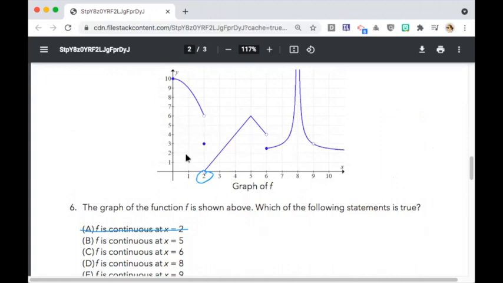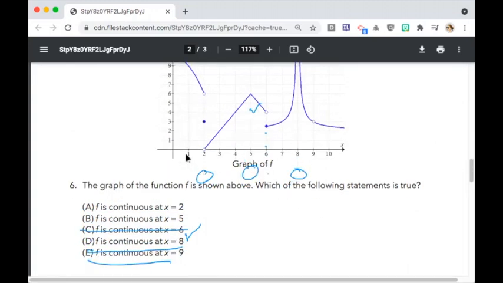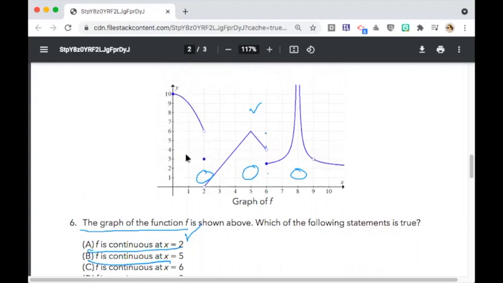F is continuous at x equals 5. All right, that one's looking good. It is continuous at 5, but let's just check the other ones. F is continuous at 6. Nope. There's a jump. It's continuous at 8. There's a vertical asymptote. And then lastly, 9. Nope, there's a hole. So the answer for this one is B. It is continuous at 5.